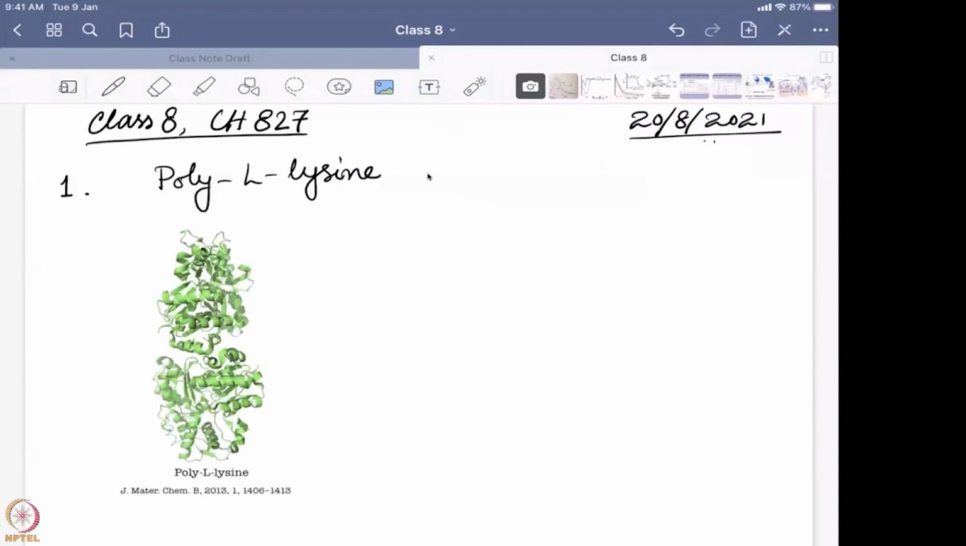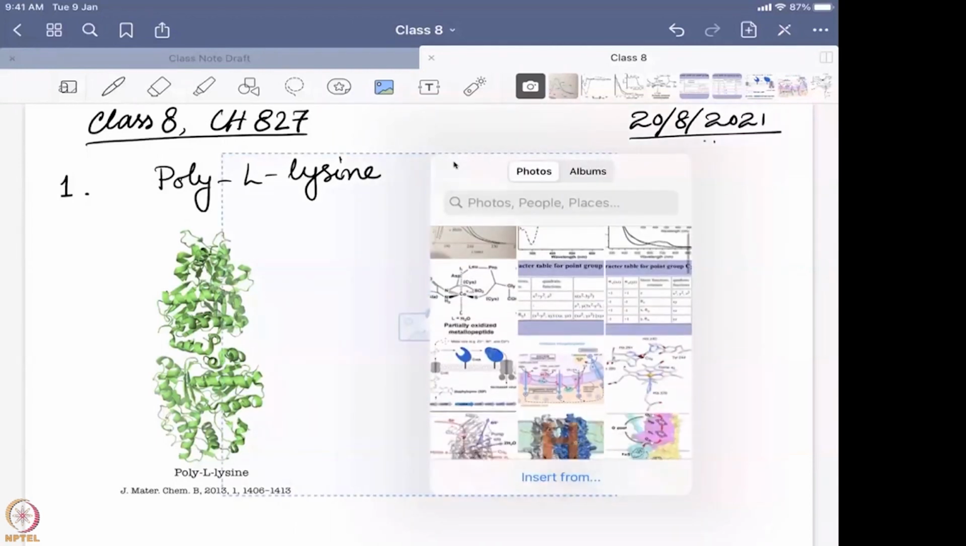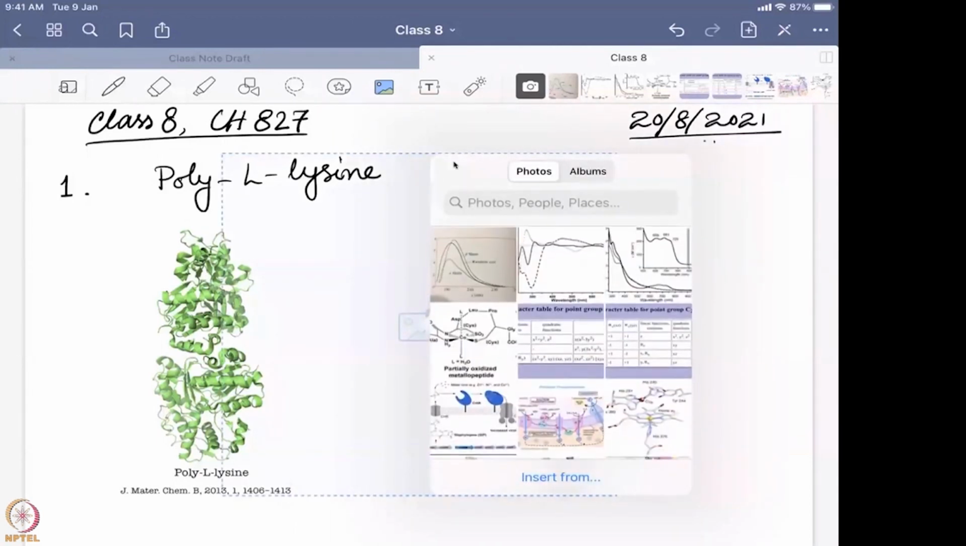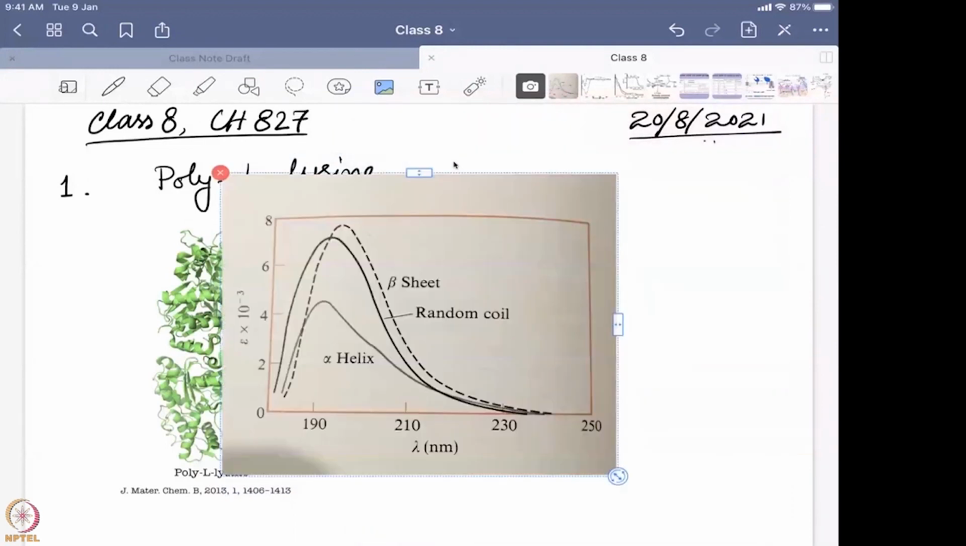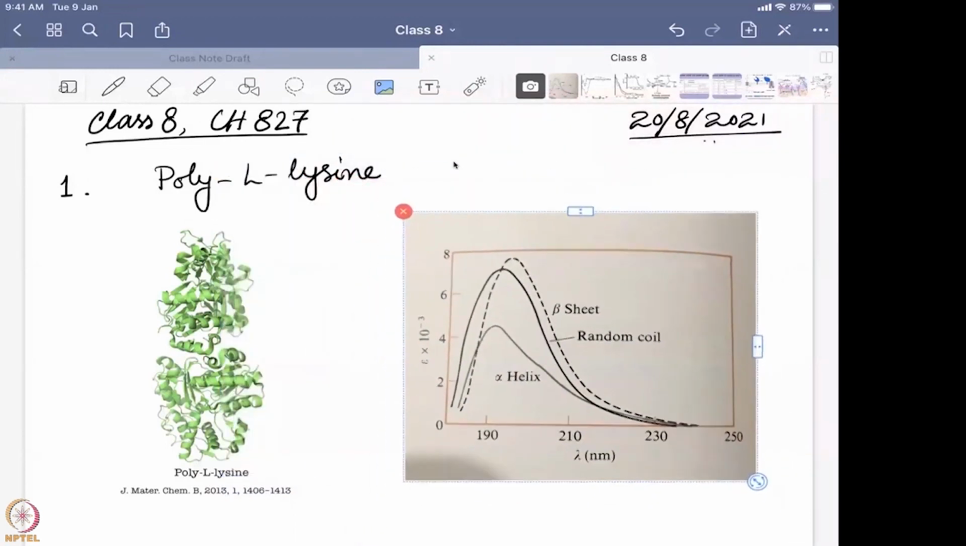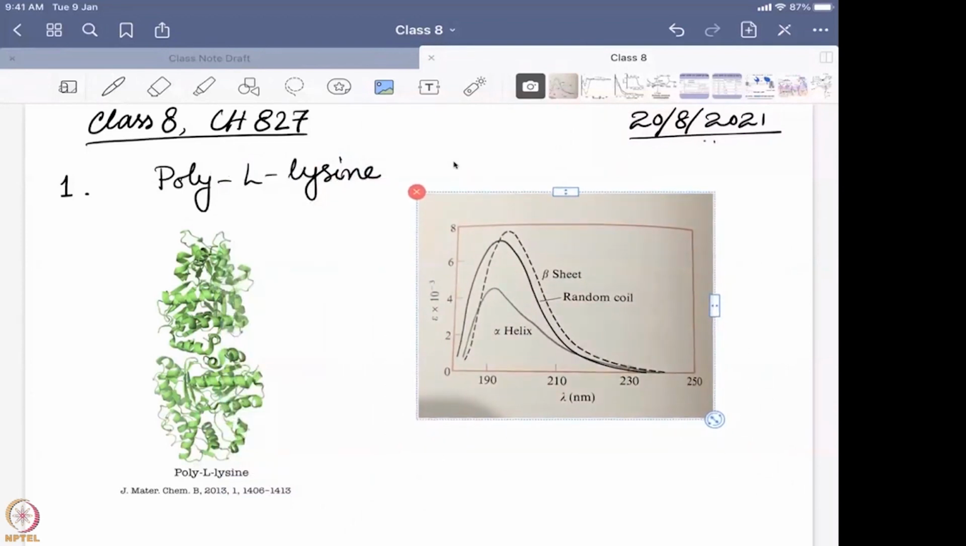If you try to draw the primary sequence of it, you will see it is lysine, lysine, lysine, lysine, all these things. And then people tried to find out the effect of different conditions of pH and temperature. For that, they tried to figure out how it looks at different temperatures, and that is the data they got.